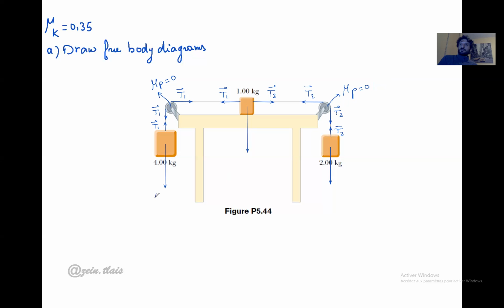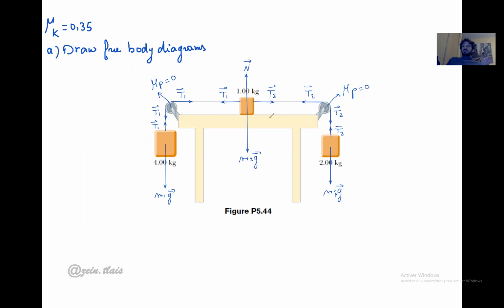Okay, here we have M1g, M2g, M3g. What we have also is the reaction of the table on block 2, here N, and we have the friction, the interaction between the block and the table. You know that here we have one mass on the table and two masses to the left and to the right.